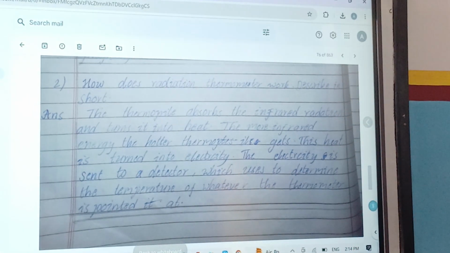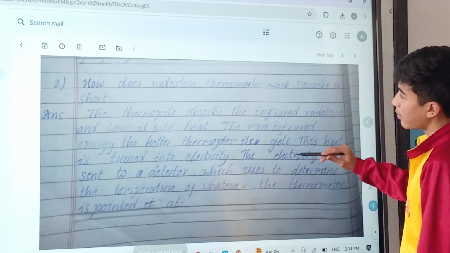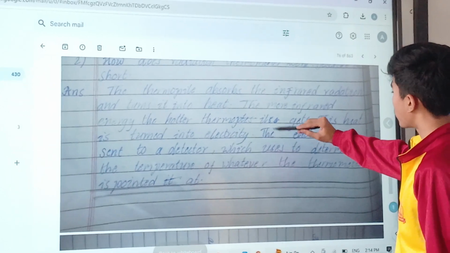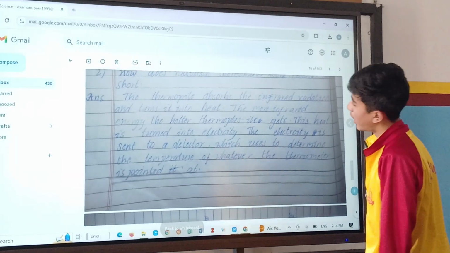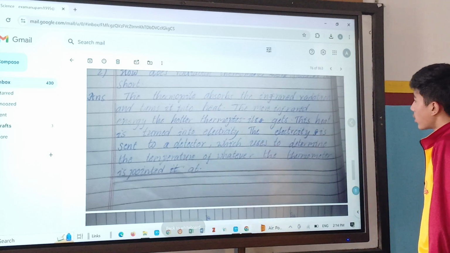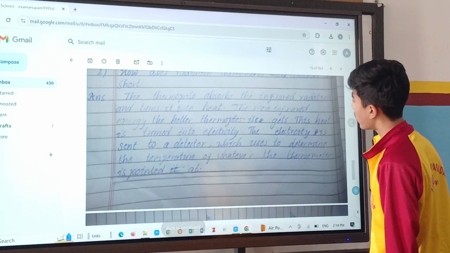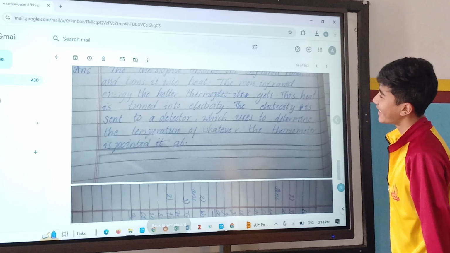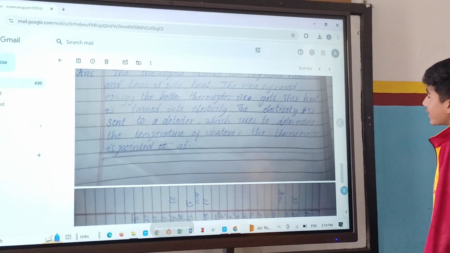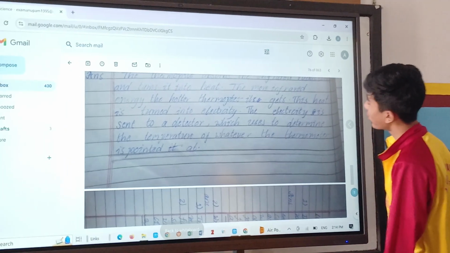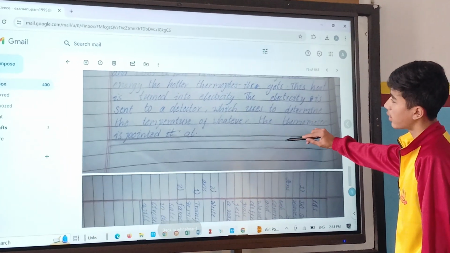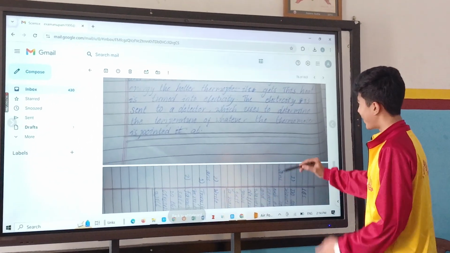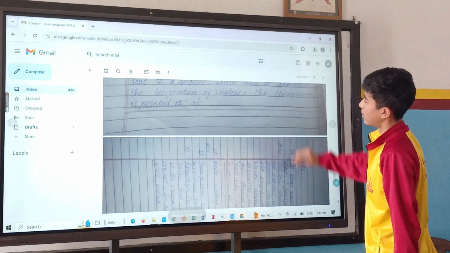How does a radiation thermometer work? Describe in short. The thermopile absorbs the infrared radiation and turns it into heat. The more infrared energy, the hotter the thermopile gets. This heat is turned into electricity. The electricity is sent to a detector, which is used to determine the temperature of whatever the thermometer is pointed at.